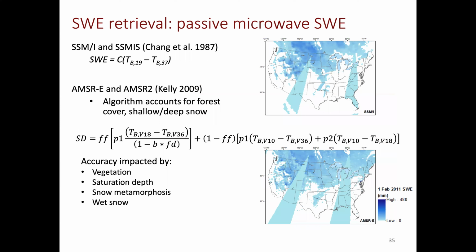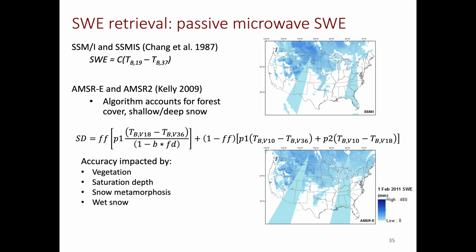The simplest algorithm was developed by Chang in 1987 and simply subtracts the 37 gigahertz channel, which is very sensitive to SWE, as we just saw on the last slide, from the 19 gigahertz channel that is not. That difference is multiplied by a constant that could vary, for example, by grain size. More recent work by Richard Kelly in 2009 uses a more complicated equation that also relies on the 10 gigahertz channel not available on all passive microwave instruments, primarily the older ones.